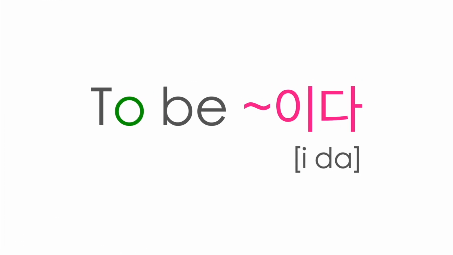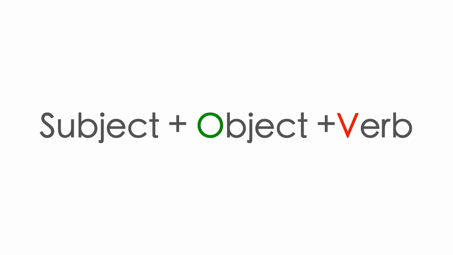The plain form of the verb to be in Korean is 이다. Korean makes no distinction for the choice of the verb among first person, second person, and third person subjects. Only a single verb to be, 이다, is used across all subjects. In Korean, a sentence is formed in the order of subject, object, and the verb being the last.